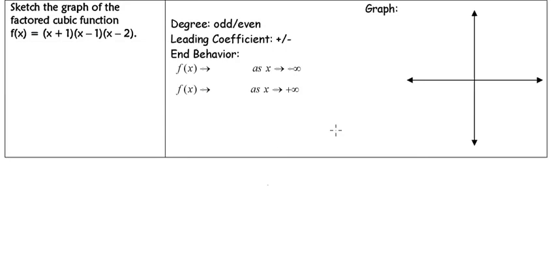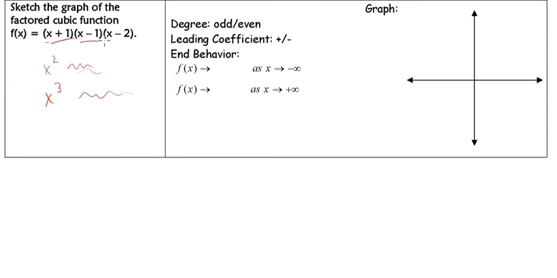All right, here we go. It says sketch the graph of the factored cubic function. So whatever this was when it was multiplied out, if I were just to take my leading term, I'd have x times x, that would give me an x squared, times something else if I multiplied these two here together. And then multiply that by the third one, I would now have x cubed plus something else.